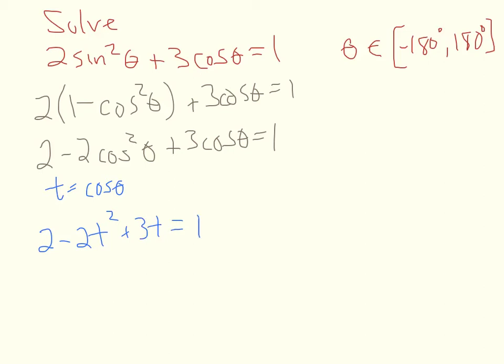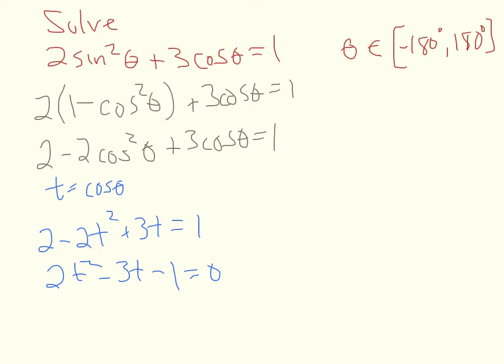How do we solve quadratics, ladies and gentlemen? Well, you should be saying, get it equal to 0, get it equal to 0. You're right, that's what we do. So let's get this thing so it's equal to 0. We get 2t squared minus 3t minus 1 equals 0. That's just rearranging it, getting all the terms to one side, and I like my squared term to be the positive one.